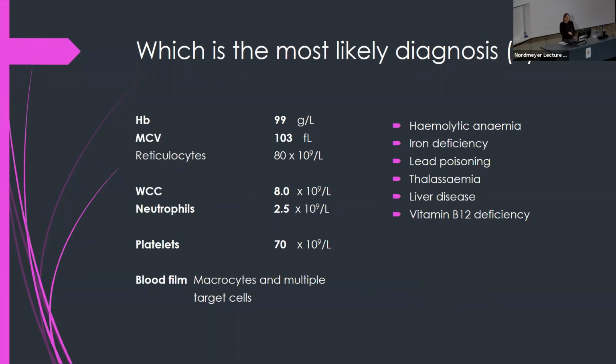So I've got two lists here because it was a really long list and you wouldn't be able to read it because it would have been too small. But here's half of the list. Which of these is the most likely diagnosis?